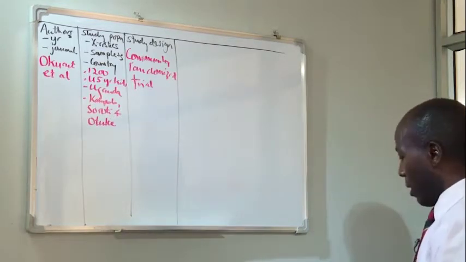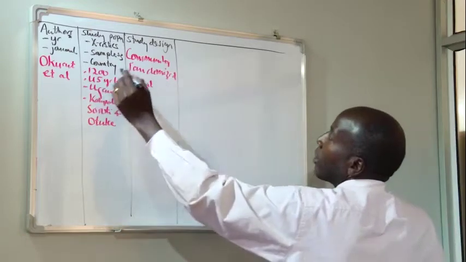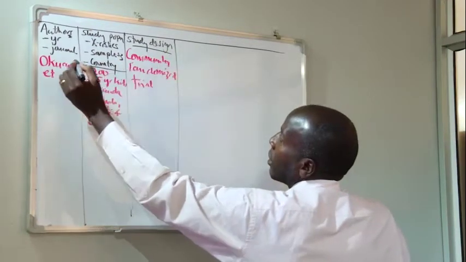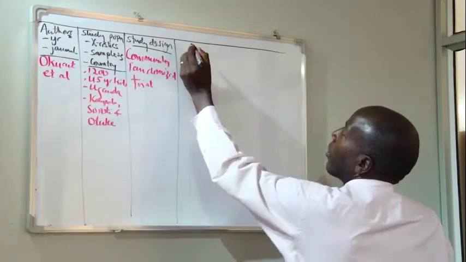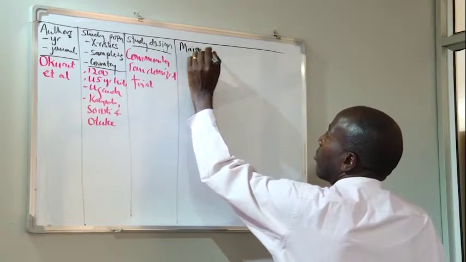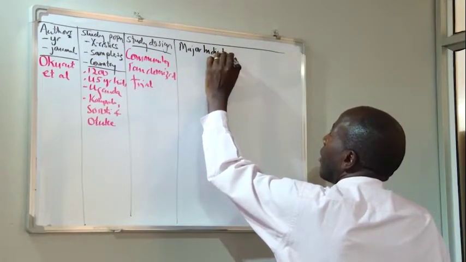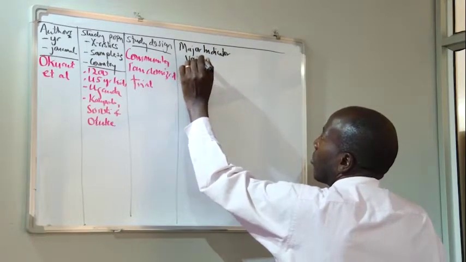Then from there, other variables to note. We have already studied design and all these. Then we need to find out the major indicator variable. Okay? What is the major indicator variable?